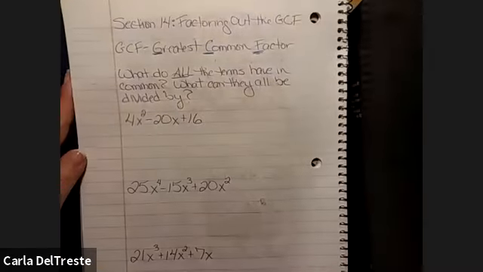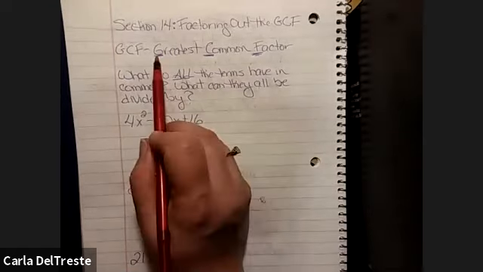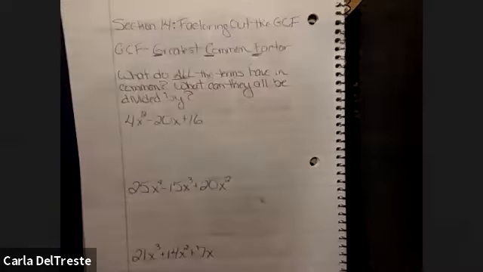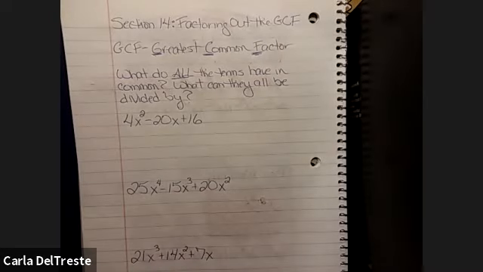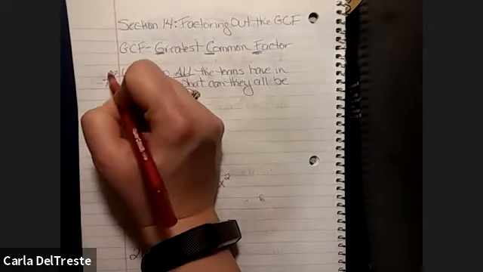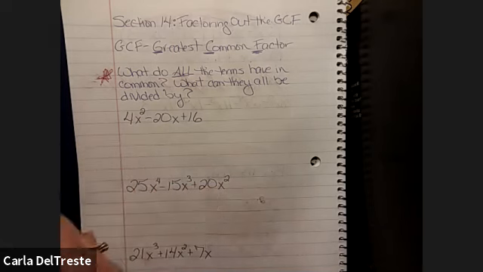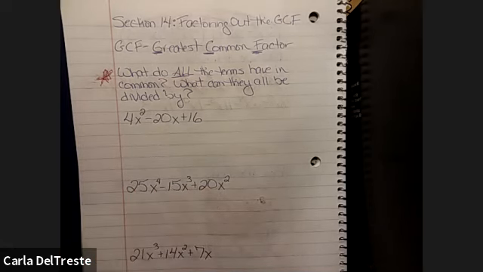Now let's move on to factoring out the GCF, the beginning of section 14. GCF stands for greatest common factor. Greatest common factor is the largest thing that they all have in common, that they can all be divided by. So those are your guiding questions for yourself. What do all the terms have in common? What can they all afford to give me? What can they all be divided by?